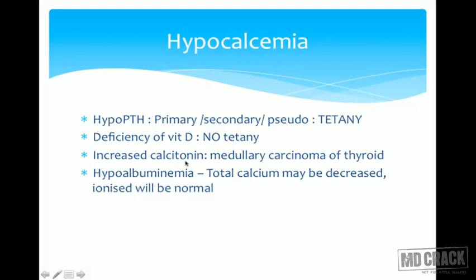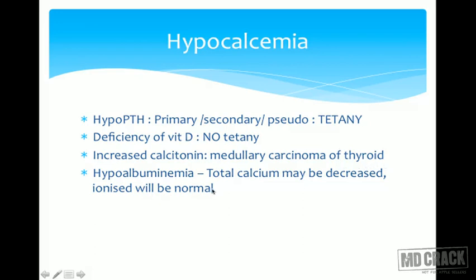Hypocalcemia, decreased PTH. So it may be primary, secondary or pseudohypoparathyroidism. But usually in hypocalcemia, the classic feature is tetany. But also remember, as I have already told you, in vitamin D deficiency there is no tetany. Why? Because their PTH is going to see to it that bone demineralization occurs and maintains the calcium levels. Increased calcitonin can also cause hypocalcemia, like medullary carcinoma of the thyroid.